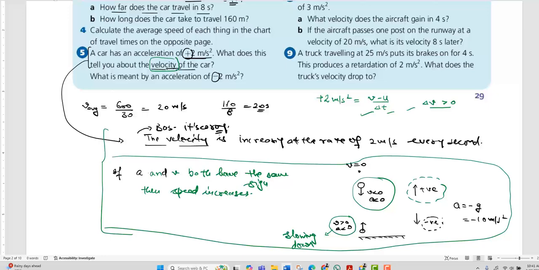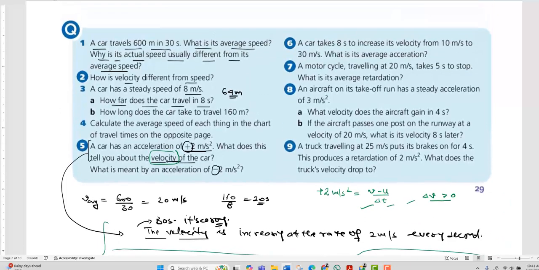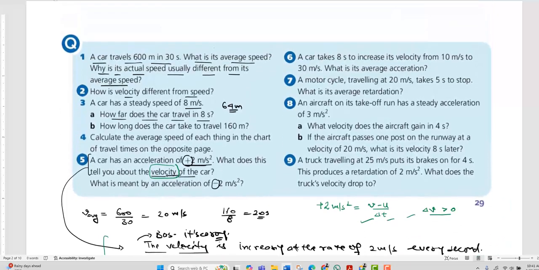Okay. Now coming back to question 6. A car takes 8 seconds to increase its velocity from 10 meters per second to 30 meters per second. What is the average acceleration? 20 over 8.